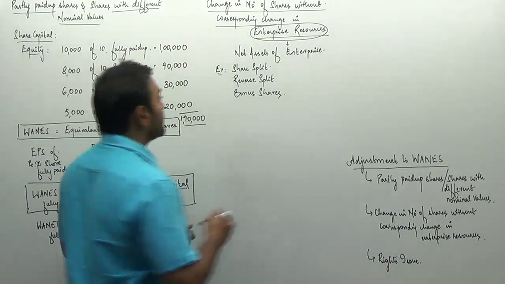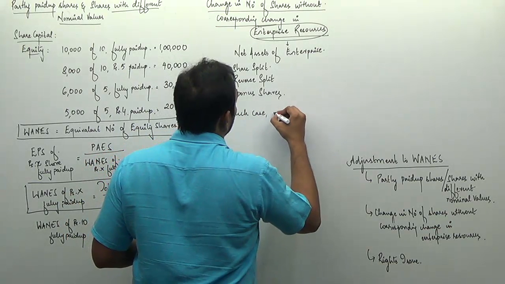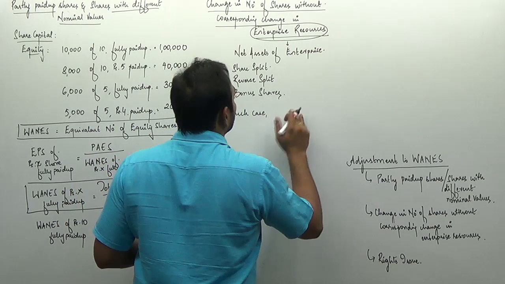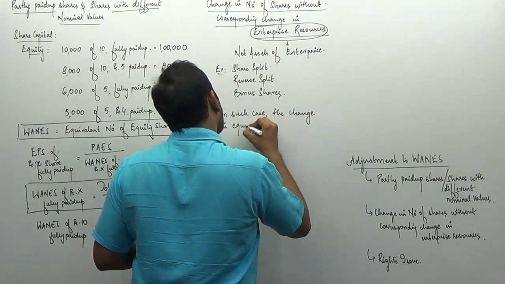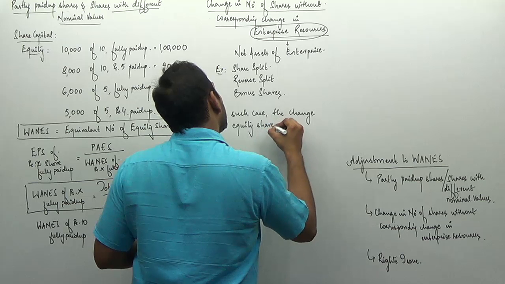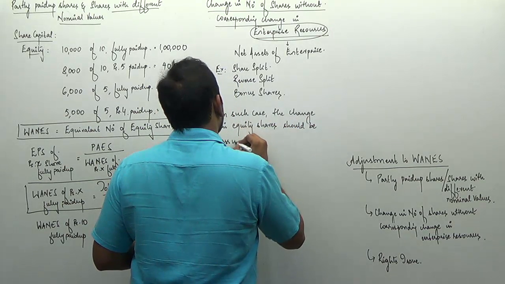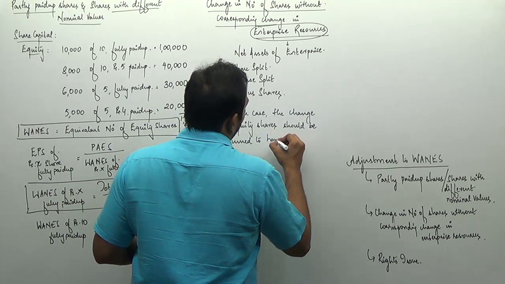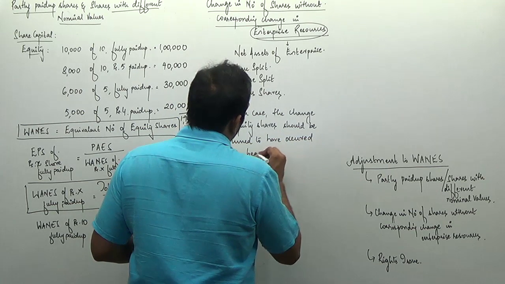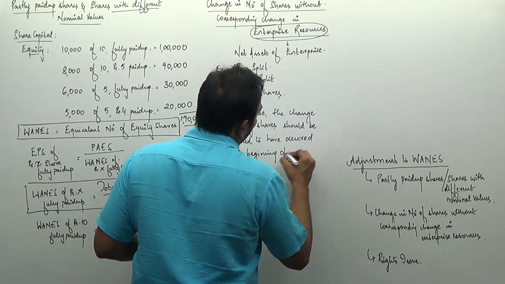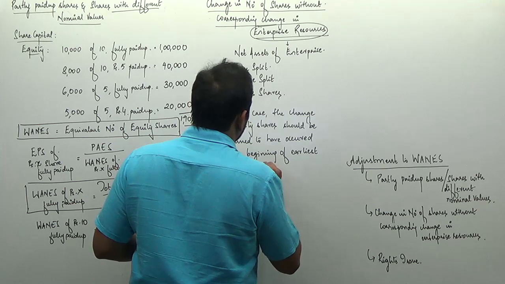What is the adjustment that we are talking about? It says that in such case, the change in equity shares should be assumed to have occurred at the beginning of earliest period reported.